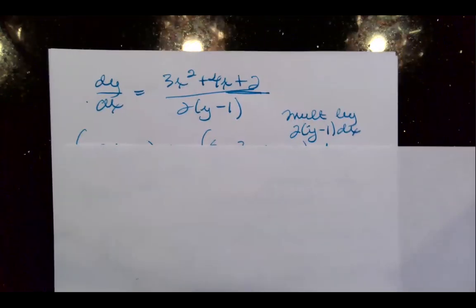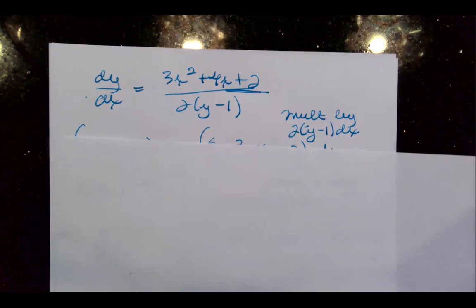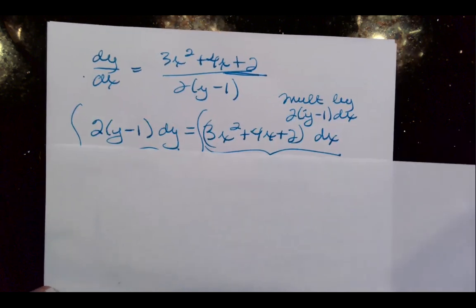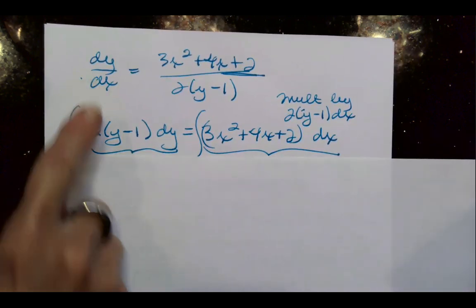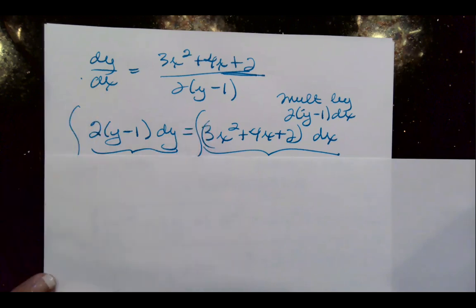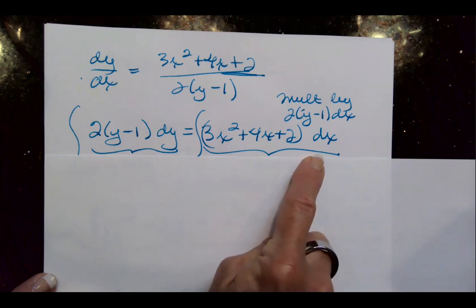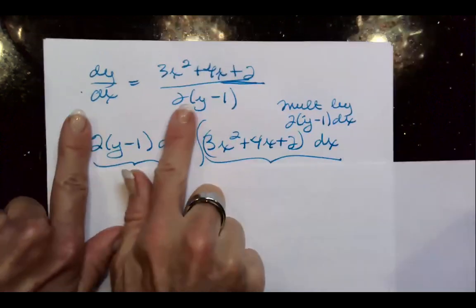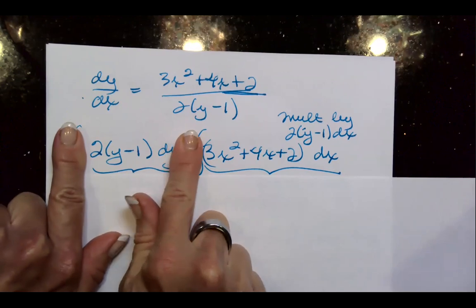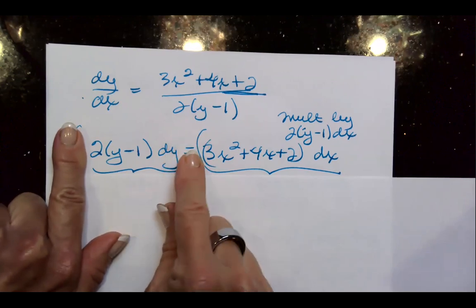Here we go. Okay, all right, so here's our problem. We're going to multiply both sides by 2 times (y minus 1) times dx. When we do that, ignoring the integral signs for right now, on the left-hand side we will have (2y minus 2) times dy, and on the right-hand side we'll have (3x squared plus 4x plus 2) times dx. So only the x stuff is on one side and only the y stuff is on the other side, with an equality sign in between.